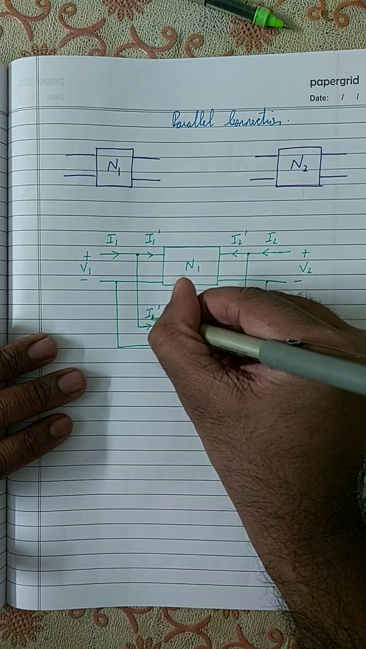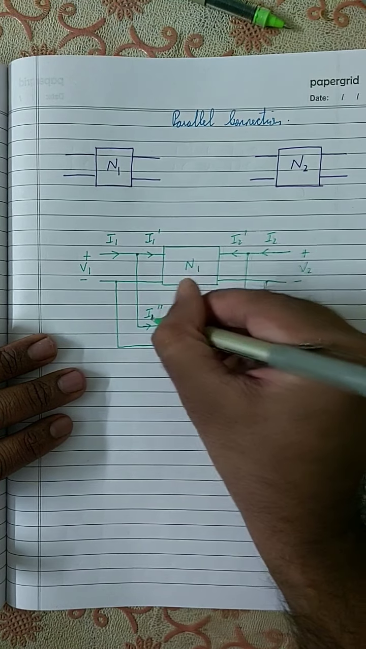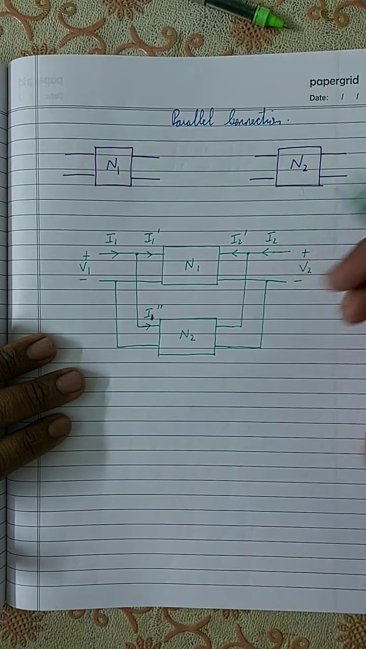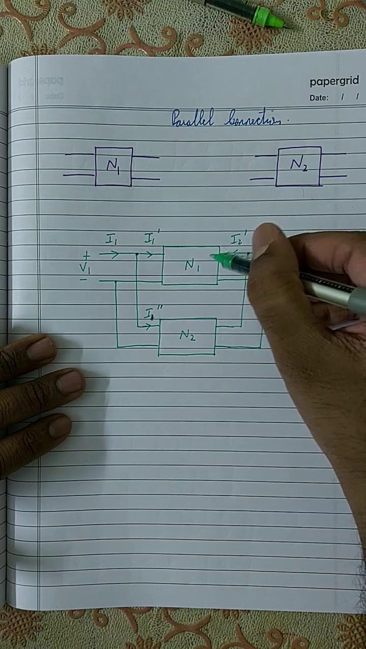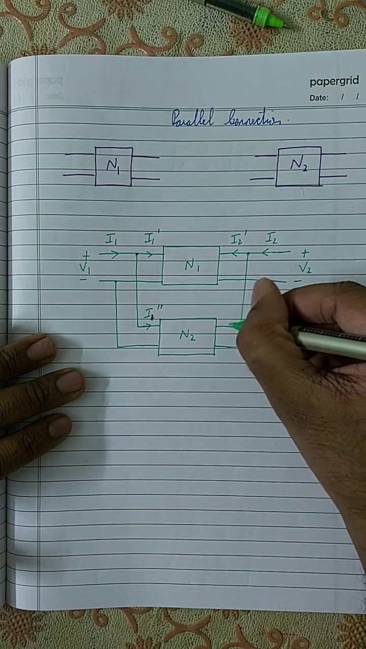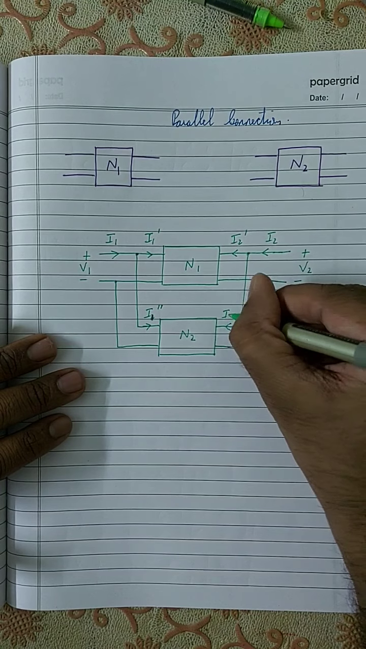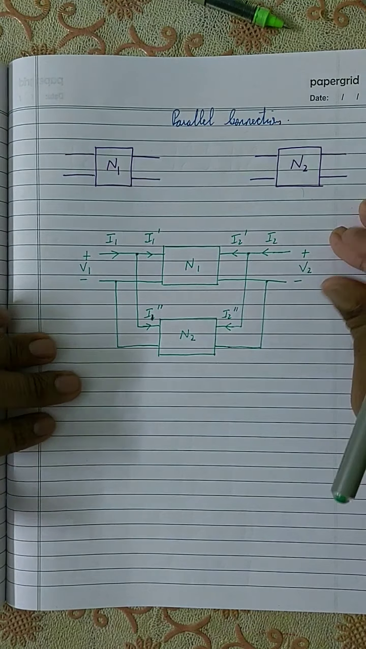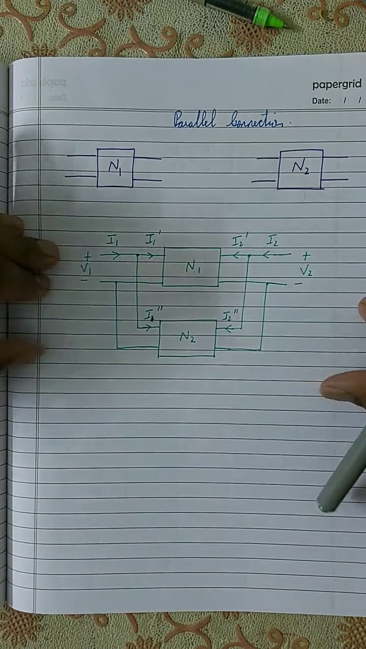Let this be I1 double dash. I don't have to give the same meaning, right? I1 double dash. And so here this current I2 dash is the current into this network, and I2 double dash is the output current of the second network. You see, so this is what happens.